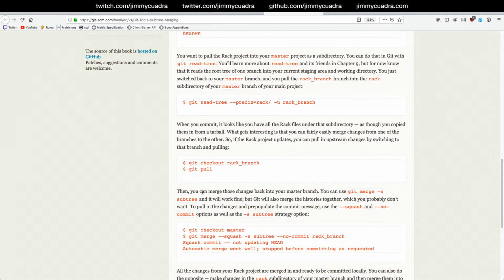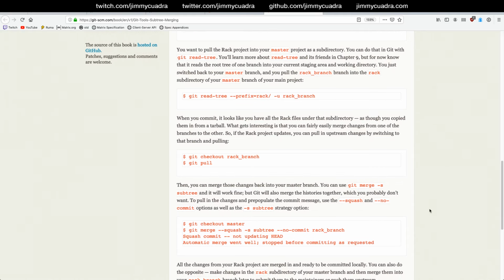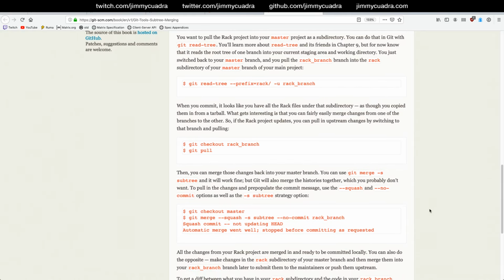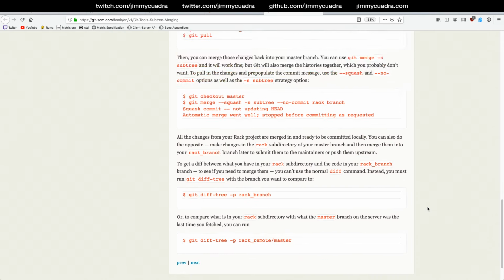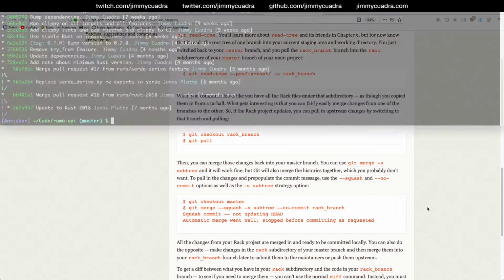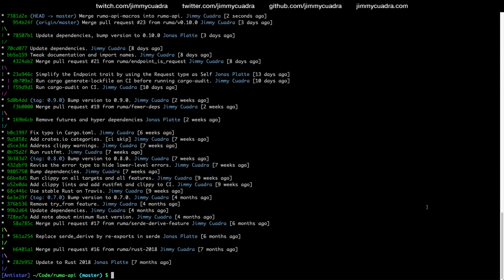But then this says you can merge those changes back into your master branch. You can use git merge -s subtree, and it will work fine. But Git will also merge the... But I do want that. To pull in the changes and pre-populate the commit messages, use the squash and no-commit options with the -s subtree strategy. Huh. So that didn't do what I wanted at all. Maybe I wasn't supposed to commit it, but to merge it? Let's try resetting that.